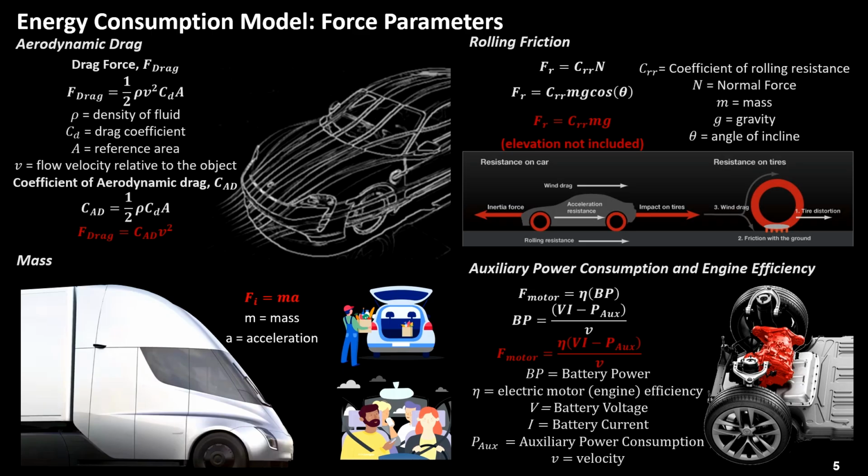From the drag force, the important variable parameter is the coefficient of aerodynamic drag. From the friction force, the coefficient of rolling resistance. The inertial force gives us the mass, and from the motor force there are two, both the auxiliary power consumption and engine efficiency.